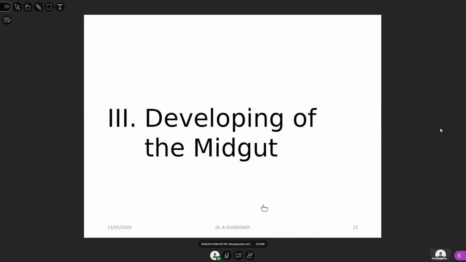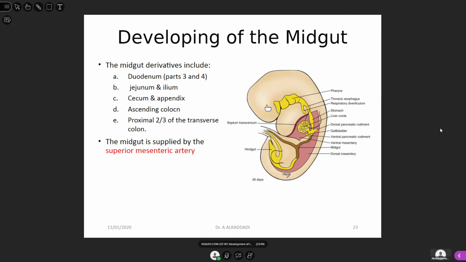After that, the development of the midgut. We said the midgut is supplied by the superior mesenteric artery. The midgut derivatives will give rise to the duodenum, the lower half of the duodenum, or parts 3 and 4, and the jejunum and ileum, cecum and appendix, ascending colon, and the proximal 2/3 of the transverse colon.